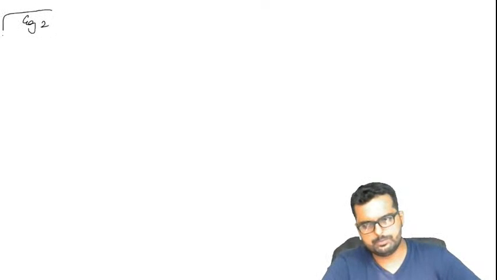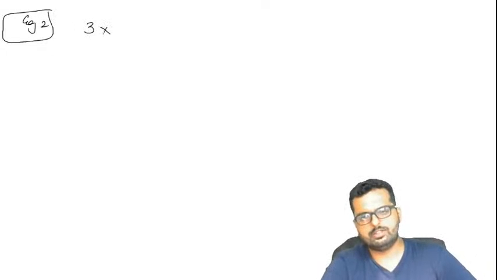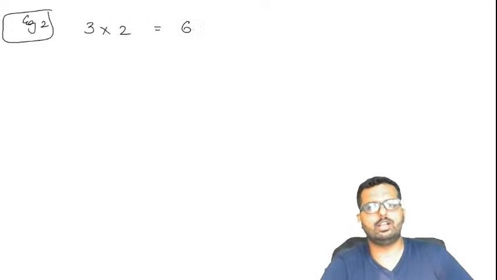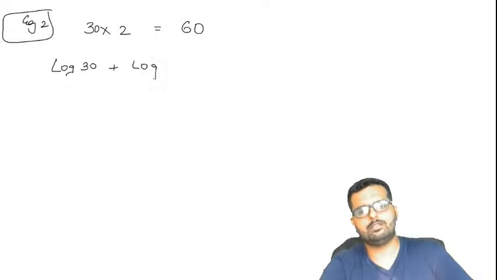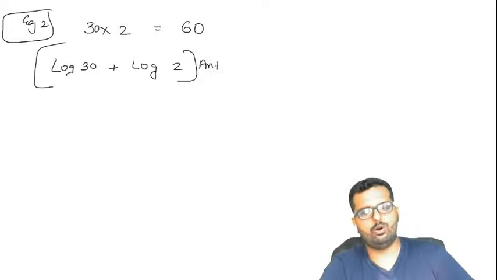Example number 2. How much is 3 into 2? Common sense will tell you the answer is 6. Let me take 30 into 2. What is the answer you get? 60. Can I say this is nothing but log 30 plus log 2? Whatever answer you get, if I take the anti-log of that, I should again get the same answer as 60 only.